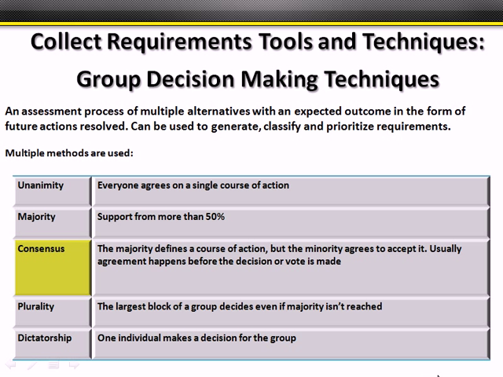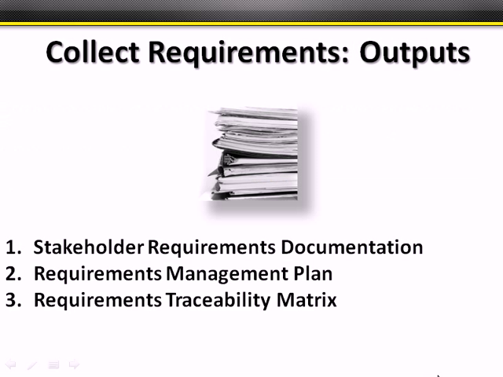So they like consensus. However, there are going to be times where dictatorship is necessary and you'll have to make decisions for the overall group. But for you exam people, if PMI asks you what's the number one group decision-making technique, the correct answer is consensus. Major outputs for collecting requirements are going to be your stakeholder requirements documentation, a requirements management plan, and then something called a requirements traceability matrix.